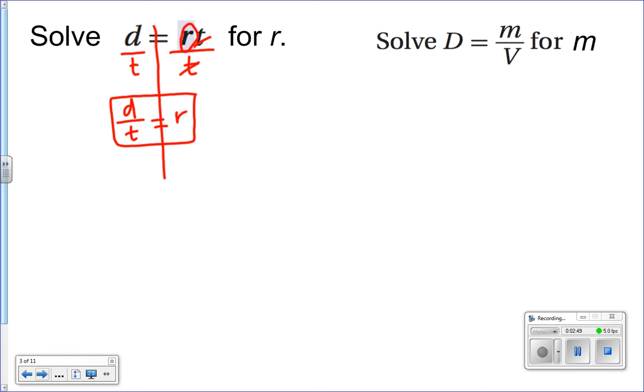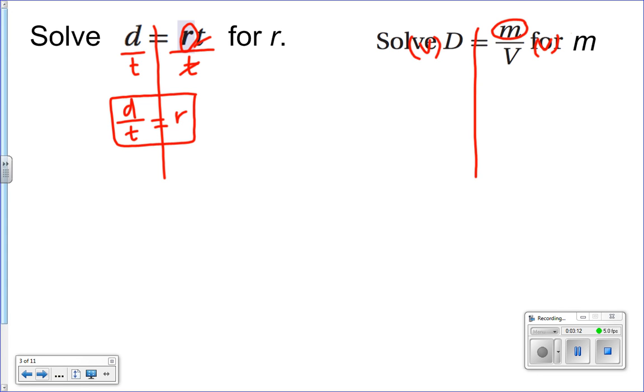Okay, so let's try a problem over here on the right-hand side. This says solve D equals M over V for M. They're wanting us to isolate the M in this density formula. So I need to identify what operations are happening. Well, the M is being divided by V. So what's the opposite of division? Multiplication. So I'm going to multiply both sides by V, okay?